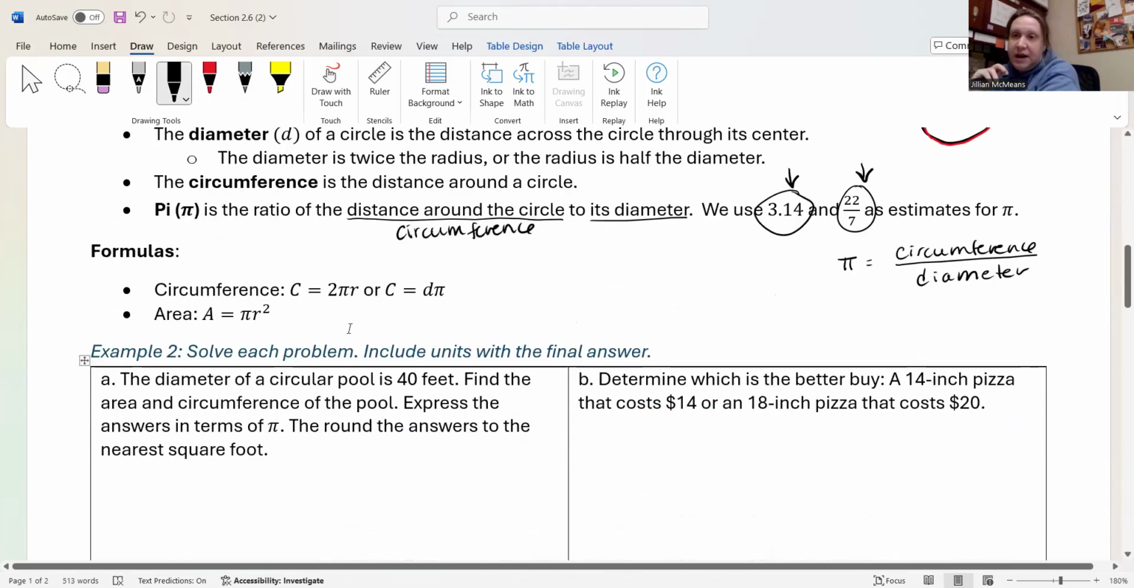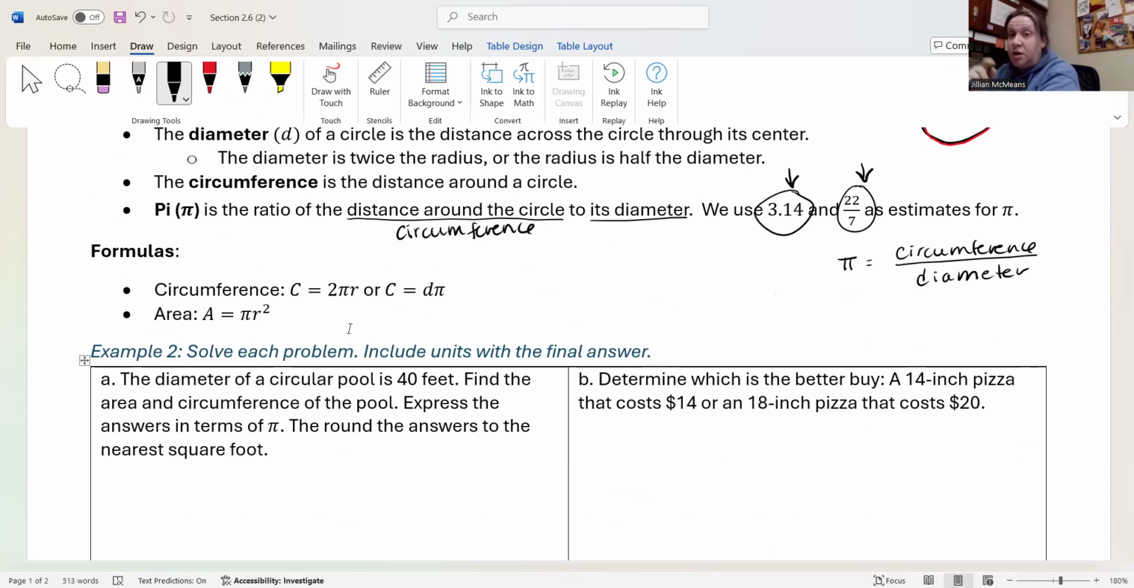We have circumference and area, and then circumference kind of has 2 versions of the same formula. So remember, circumference is kind of like, think perimeter, even though it's not perimeter with a circle. It's the distance around your circle, and it can be calculated by 2 times pi times the radius. But remember, 2 times the radius is really just the diameter. Remember, diameter is 2 times the radius. Okay, so the circumference formula is 2 times pi times the radius, or you could just do the diameter times pi. They're the same thing.